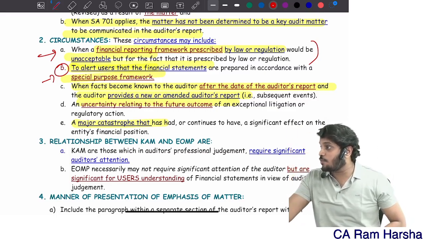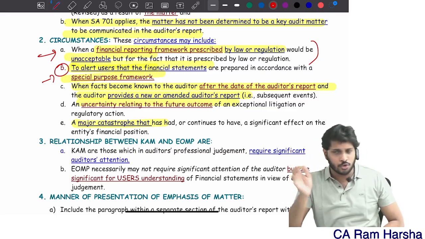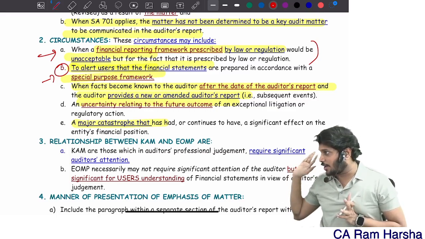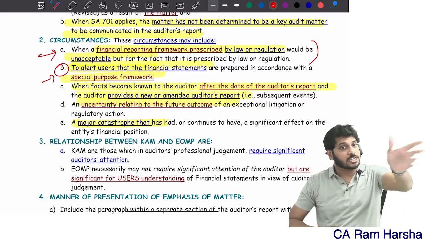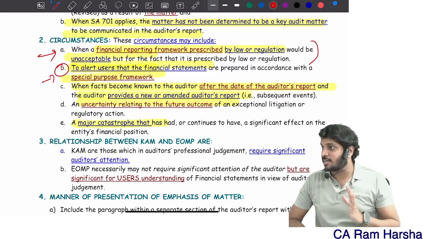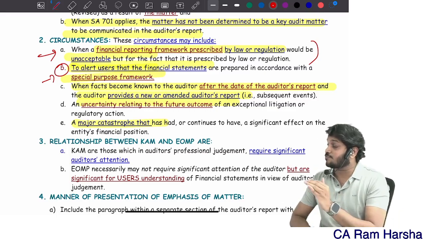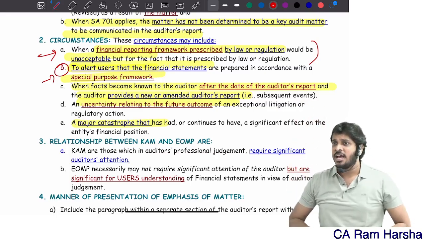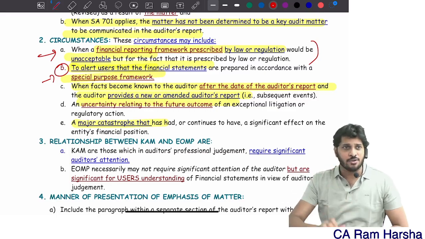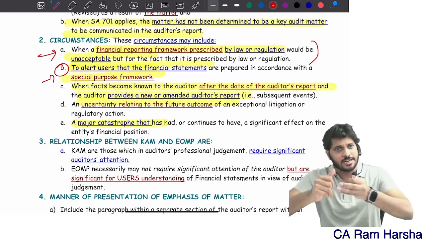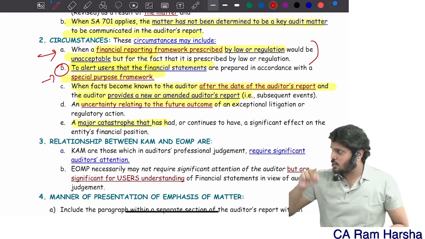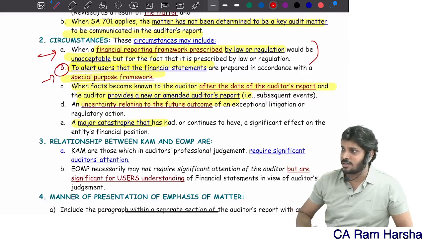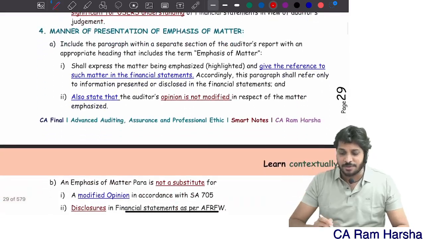Suppose a point is nowhere in the balance sheet, P&L, cash flow or notes. Can I use an emphasis of matter paragraph to talk about something else? No. Are you clear? Emphasis of matter paragraph is not a substitute for a modified opinion. It is not a separate opinion. It is not a substitute for disclosures in financials. What does it mean? The company forgot to disclose something. They ask, sir, we forgot to disclose segment reporting, can you disclose it in an emphasis of matter paragraph? No, this is not a substitute. You didn't disclose segment reporting; that's a non-disclosure, a material misstatement. I will give a modified opinion. Clear? That's it, emphasis of matter paragraph is almost over.